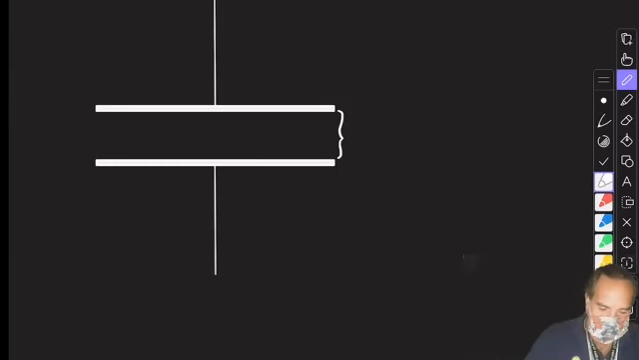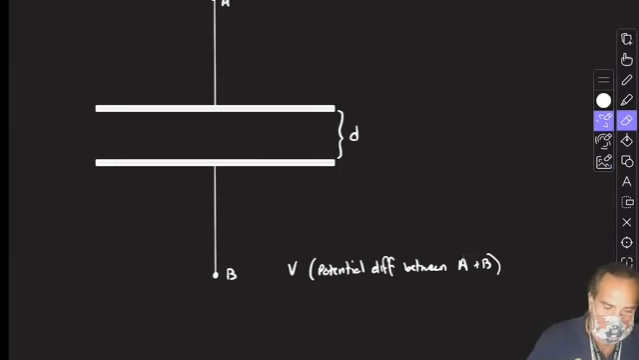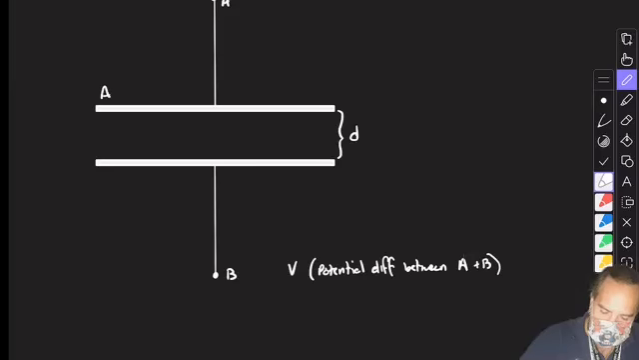All right, so we've got d here. Let's say there's an electric potential difference between A and B. We'll just say that the electric potential difference is V. And we have the area of the plates, capital A, and the charge on the plates, Q.